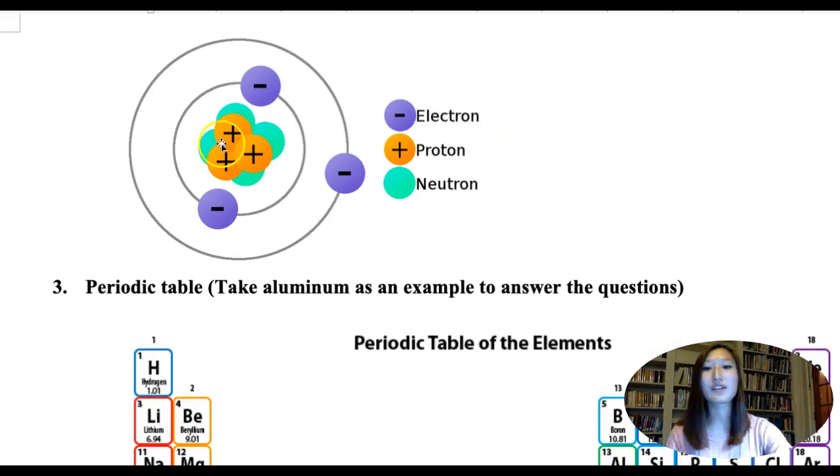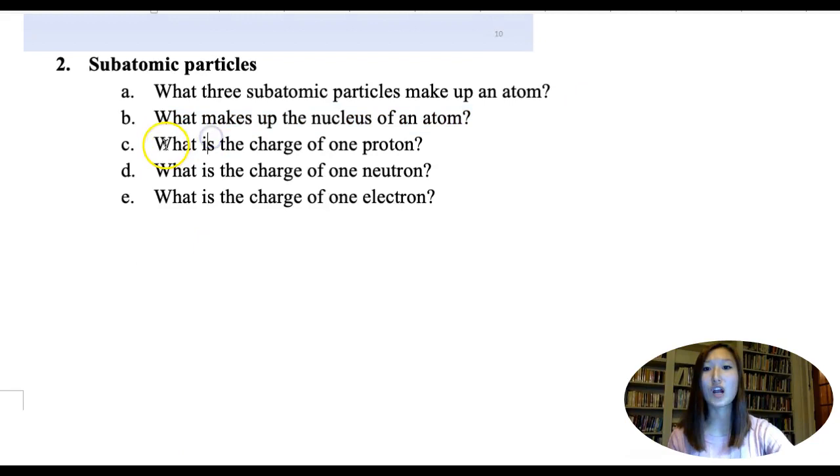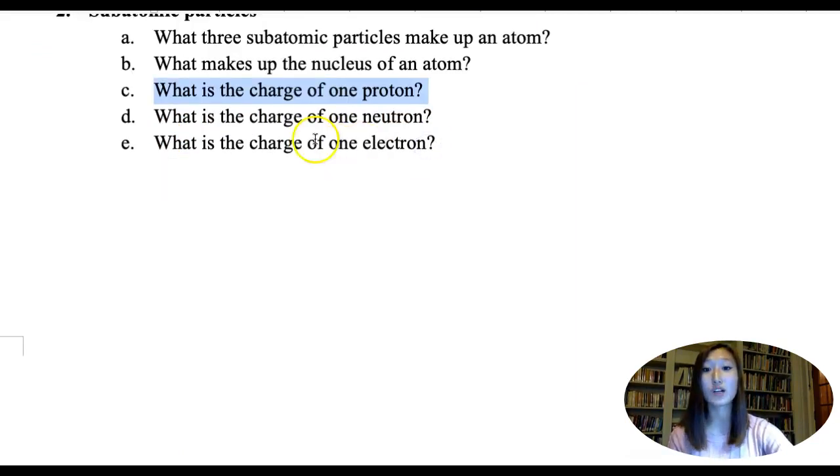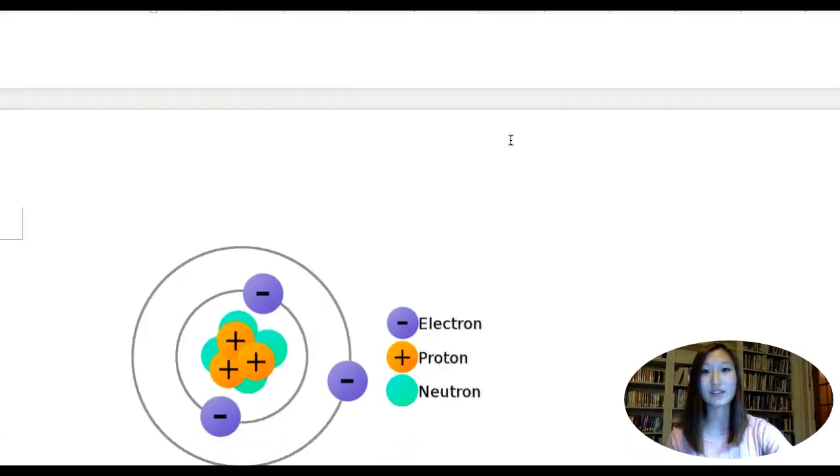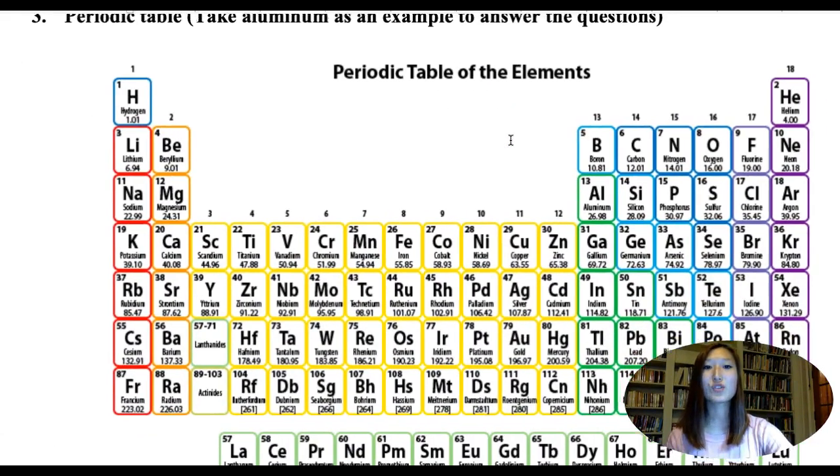The nucleus is a very dense region at the very center of an atom, made out of protons and neutrons together, and the electrons swing around actually pretty far away from the protons and neutrons in terms of scale. The charge of one proton is +1, the charge of one neutron is 0, and the charge of one electron is -1. Moving on to our periodic table.